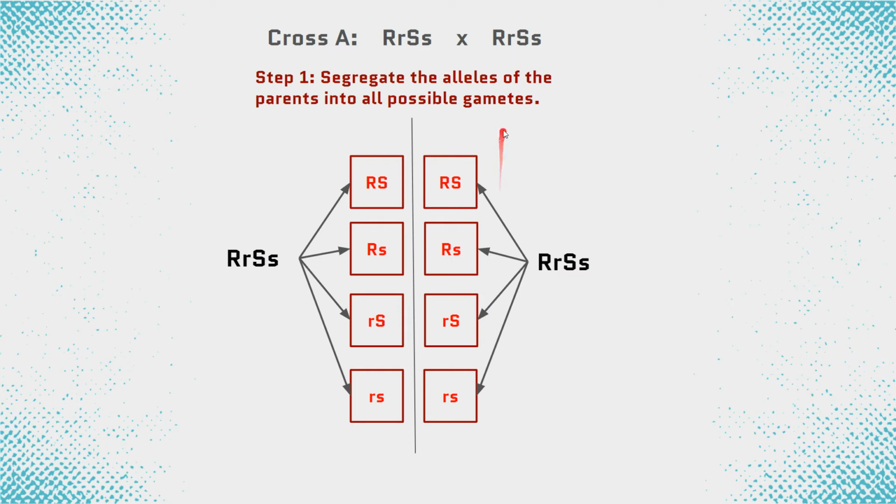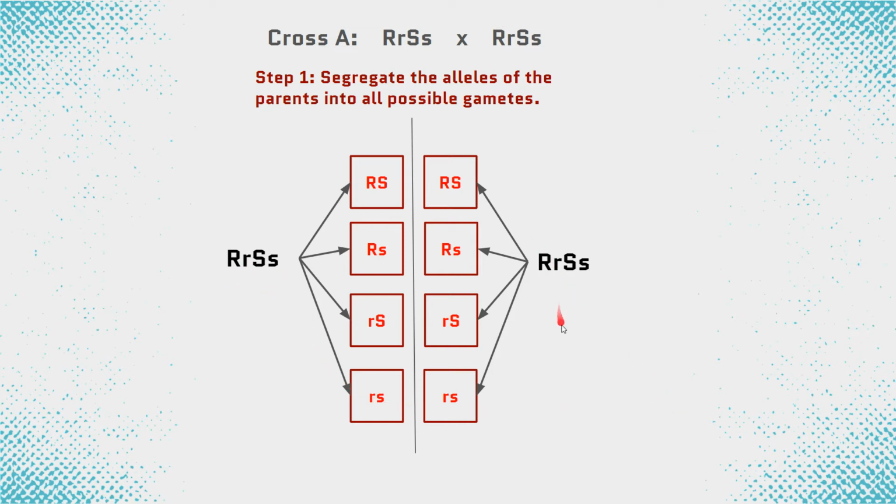So first we needed to segregate our alleles, and this is something that we did in class together, and we found out that we have big R, big S from this segregation because the big R goes with the big S. The big R can also go with the little s, so we have that segregation here. Little r can go with big S, so we see that down here, and little r can go with little s, which we see down here.